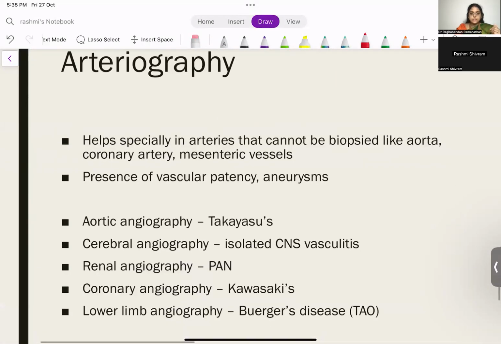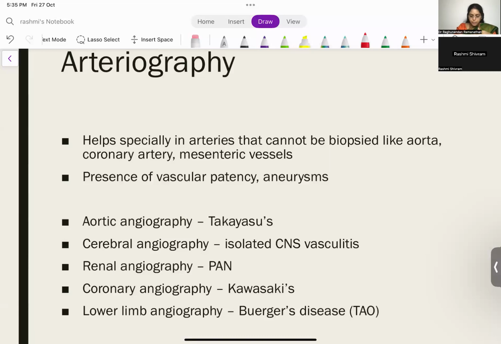Okay. So next is arteriography. This is again another specific test which we do. It helps us find out which lesion, which vessel is involved and to what extent. So what do we actually see in this? We need to see whether the patient is having a stenotic lesion or an aneurysmal lesion. Then only we can base the treatment.